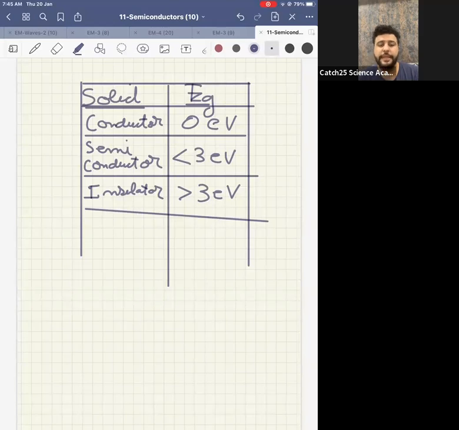Okay. This completes the first topic of band theory of solids. Read it and tell me if you have any doubts.